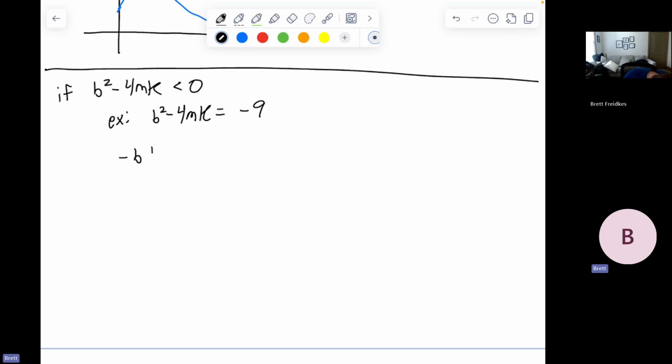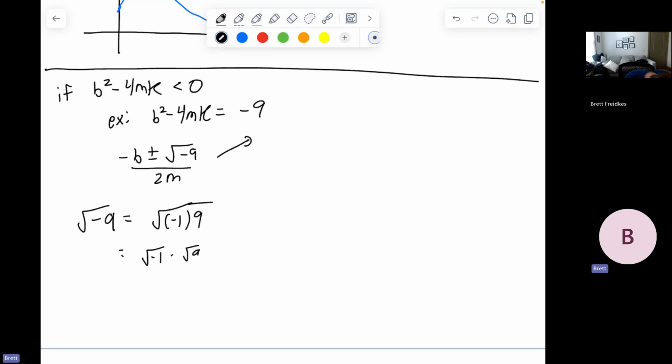So my roots are negative b plus or minus the square root of negative 9 over 2m. The square root of negative 9 is the square root of negative 1 times 9. And this is going to be the square root of negative 1 times the square root of 9. We get j times 3, or i times 3. But in my classes, I typically use j to avoid the confusion with current, which is I. So 3j, you get negative b plus 3j over 2m, negative b minus 3j over 2m.